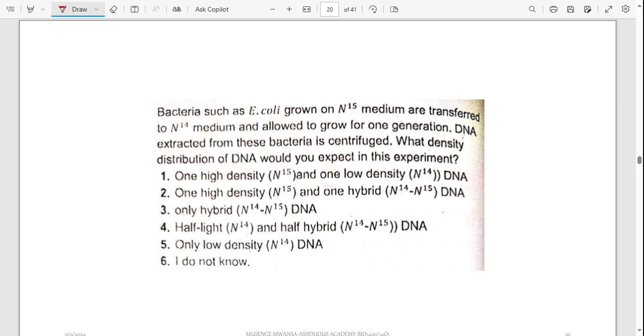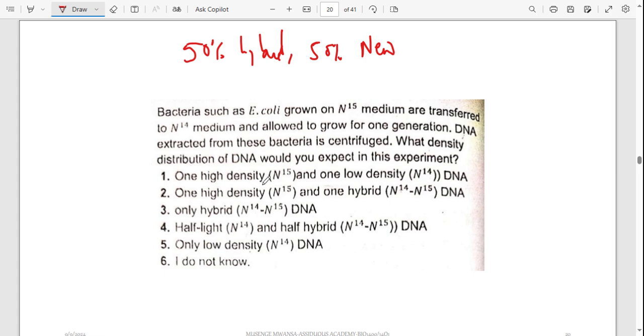Bacteria such as E. coli grow on nitrogen 15 medium, are transferred to nitrogen 14 medium and allowed to grow for one generation. DNA extracted from this bacteria is centrifuged. What density distribution? Now remember, this is only one generation. We have got 50% hybrid. You can even draw it yourself, okay? And then 50% new. But remember the hybrid, we have got 50% which is old and 50% which is new.